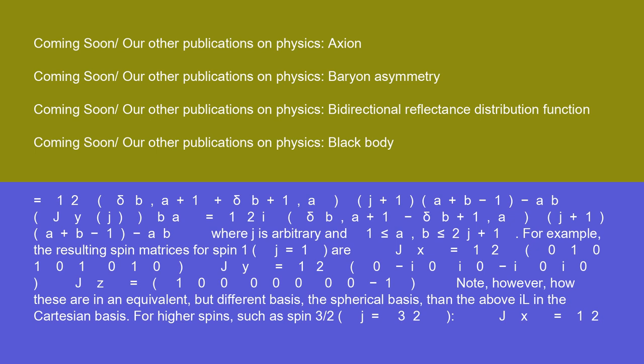Are Jx equals 1/√2 times the matrix 0, 1, 0, 1, 0, 1, 0, 1, 0. Jy equals 1/√2 times 0, minus i, 0, i, 0, minus i, 0, i, 0. Jz equals the diagonal matrix 1, 0, minus 1. Note, however, how these are in an equivalent but different basis, the spherical basis, than the above ones in the Cartesian basis. For higher spins, such as spin 3/2, J equals 3/2.